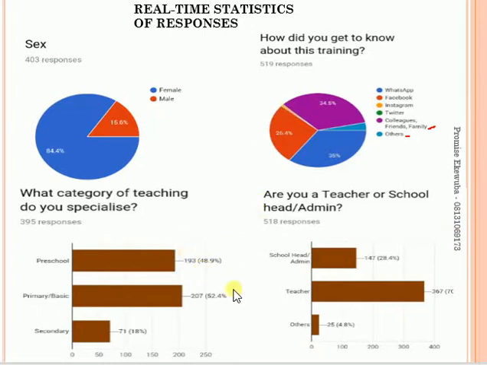So it just gives you beautiful results. So what category of teaching do you specialize in? You have preschool, primary and basic, secondary. Look at the highest here, primary. That tells us we have more primary teachers attending trainings than secondary school teachers. Secondary school teachers, you need to work on your self-development. And are you a teacher or school head or admin? You see, more teachers attend trainings than school heads. School heads don't attend so much training. So school heads and administrators, you need to work on that. So Google Form just shows you a summary of all this. Very beautiful, so you know where to work and what to work on actually.